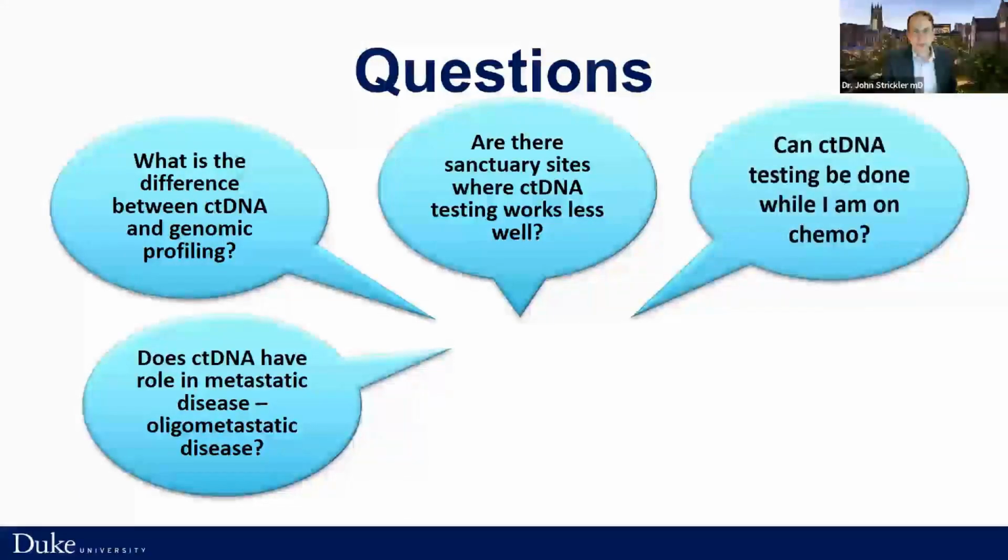Next question is, can circulating tumor DNA testing be done while a person is on chemotherapy? And the answer is yes, absolutely. You can have circulating tumor DNA testing done at any time. Just keep in mind that when a person is on chemotherapy, their tumor is being suppressed. So they are far more likely to have very low levels of circulating tumor DNA detected while on chemotherapy. So a negative result does not mean the cancer is gone. It just might mean that it's been put in remission by that chemotherapy.